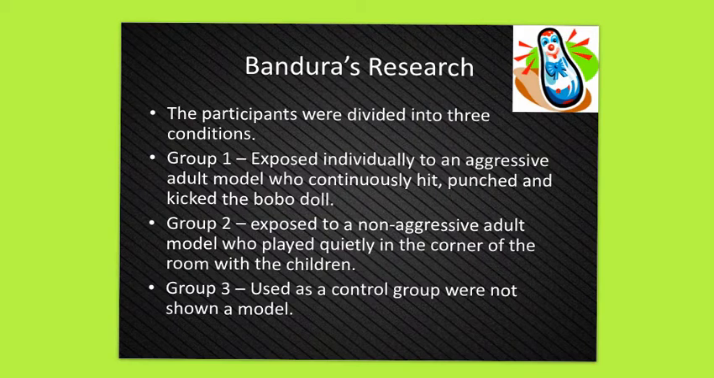So group 1 was exposed individually to an aggressive adult model who continuously hit, punched and kicked the Bobo doll. Group 2 were exposed to a non-aggressive adult model who played quietly in the corner of the room with the children, and Group 3 used a control group where they were not shown a model. Now, I want to give you just a few seconds to ponder. Which one of these groups do you think showed more aggressive tendencies after the role model?